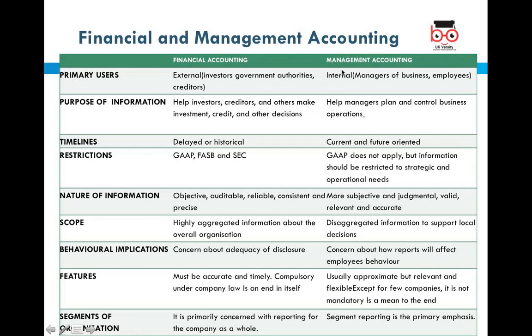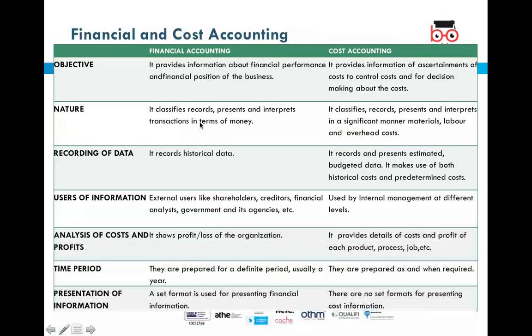There are some more differences between financial and management accounting. If we understand the basic aspects of management and financial accounting, normally management accounting is to manage the business. It is very much internal, and financial accounting is very much focused on the financial aspects, especially the external, to attract the external stakeholders, investors, creditors, and other stakeholders for finance purposes. So these are the basic differences between financial and management accounting.